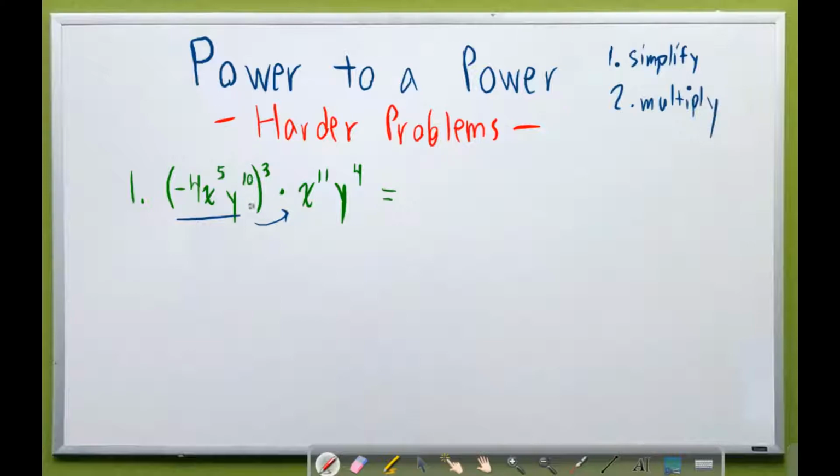Let's do it. So recall that a negative number cubed stays negative. If I have negative 1 times negative 1 times negative 1, negative 1 times negative 1 is positive 1, right? So positive 1 times negative 1 is just equal to negative 1. So this will be negative 4 cubed, which is negative 64.